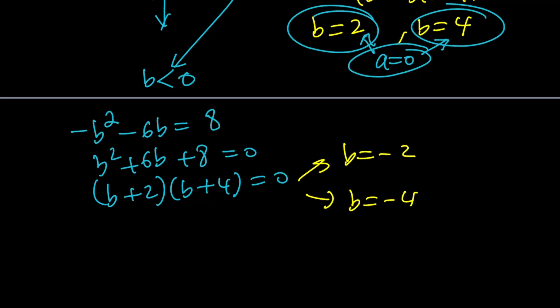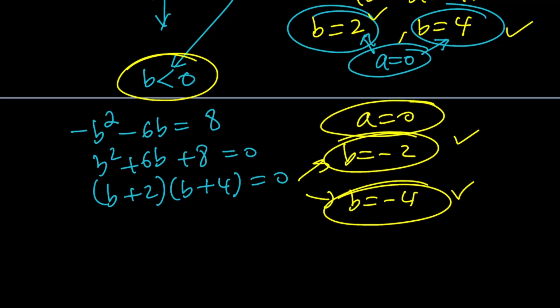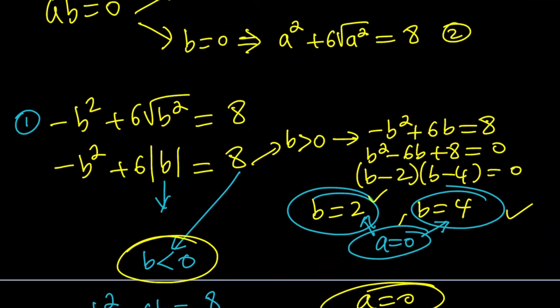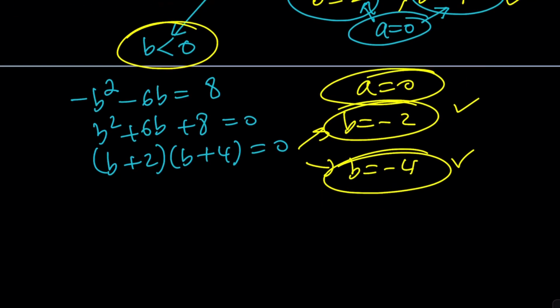Remember, we started with the premise that b is less than 0, and both of these equations satisfy that condition. So everything is good so far. Again, this comes from a equals 0, so we're going to put it together again as two solutions. Make sense? So we're done with the first case, 1a and 1b. Let's go ahead and take a look at 2a and 2b.